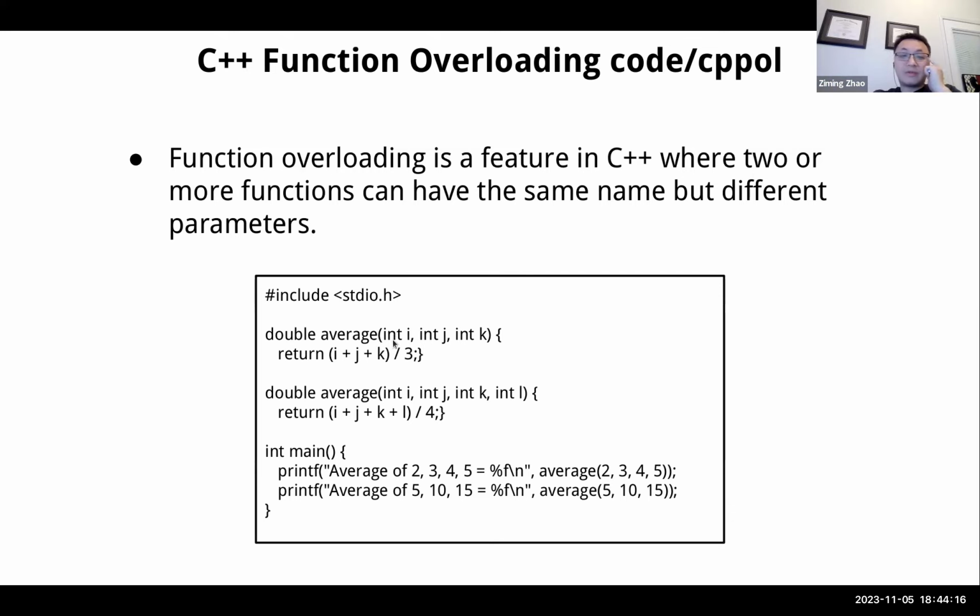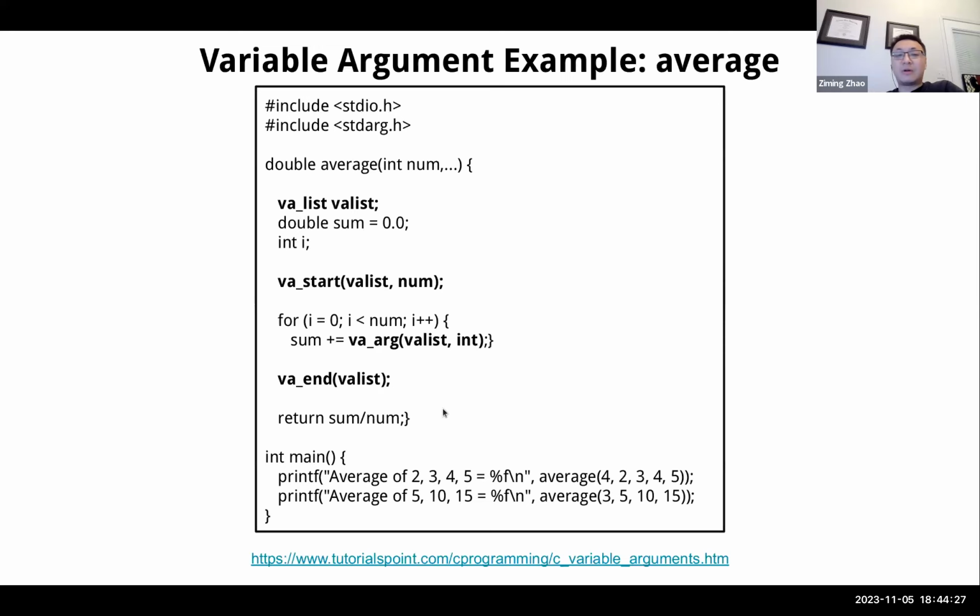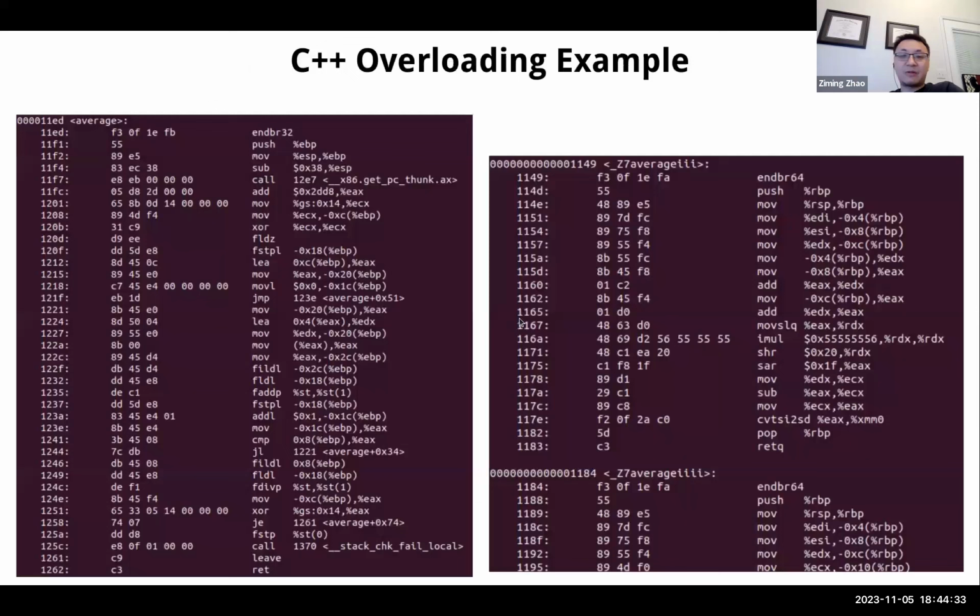For example, the first function takes 3 arguments and computes their average. The second one takes 4 arguments and computes the average. So this is totally different from a function with variable arguments. That is one function, while function overloading is many different functions. If we compare the programs, you can also see they are much different. On the left-hand side, we have the 32-bit function with variable arguments. This is just one function. On the right-hand side, you can see the C++ overloading version.